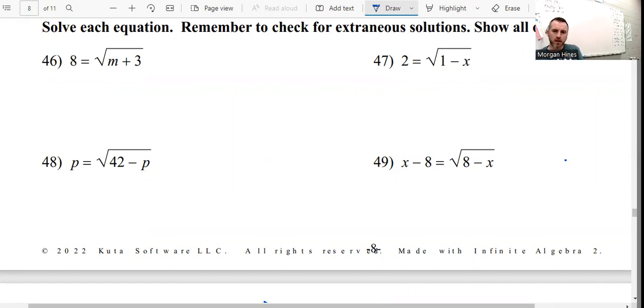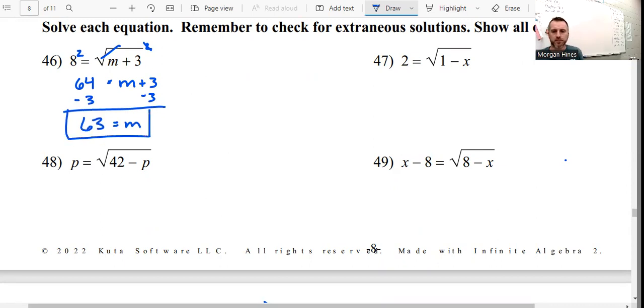So I've got an m plus 3 that's underneath the square root, and it's all by itself. There's an 8 on the other side. If I were to square both sides, square and the square root cancel out, leaving me with m plus 3 is equal to 8 squared, which is 64. We subtract 3 from both sides, we get 63 equals m. Not too difficult, is it?